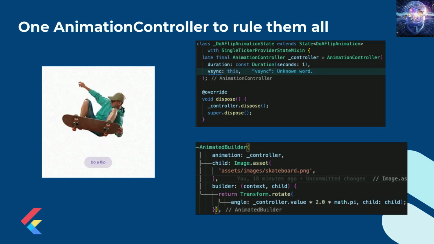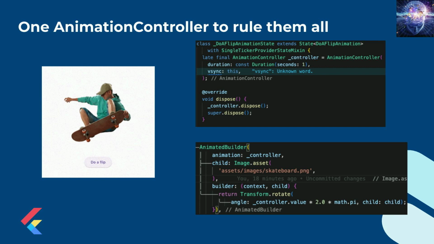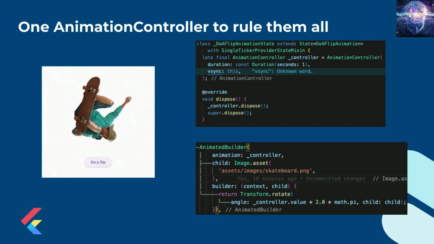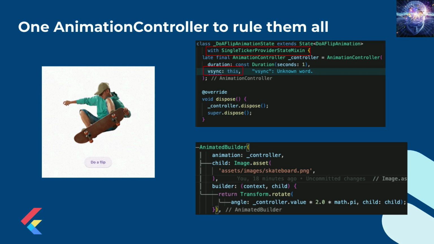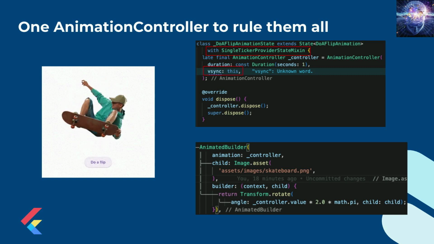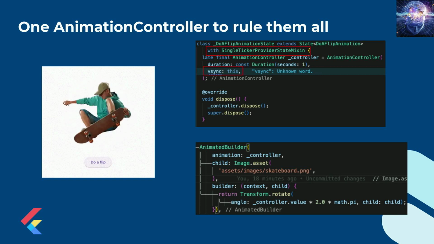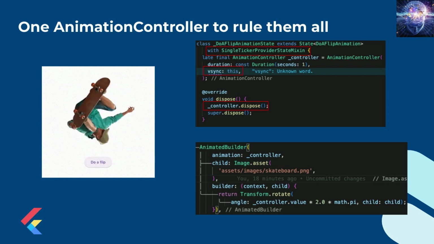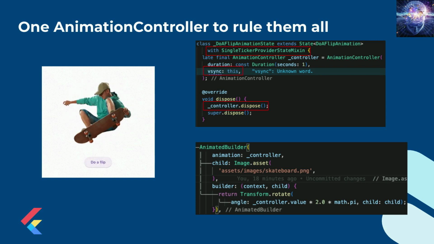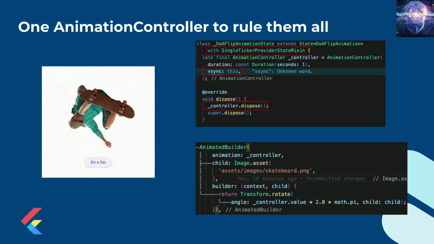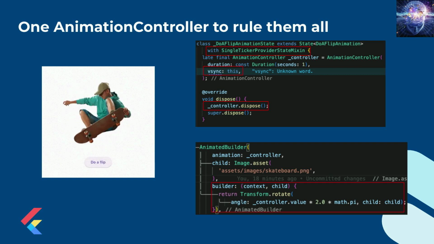The first thing you want to do when adding an animation controller is to actually add a controller and also provide an extension with a SingleTickerProviderStateMixin. So this enables your widget to rebuild on every tick of the clock. Don't forget to dispose your controller, otherwise you will have some performance issues in your app, and we don't want this. Then you just have to add an animated builder and pass the value of your controller, and boom, that's done.